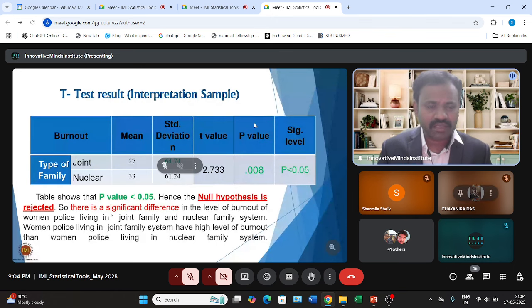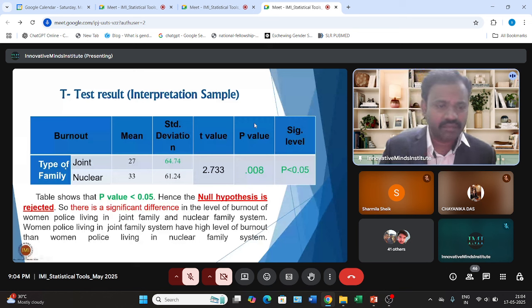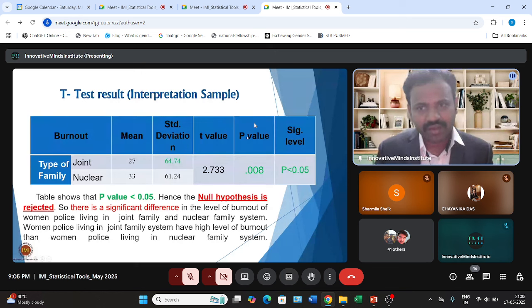In the hypothesis testing, I would like to end with this. For t-test results, you have to put a table like this, with the variable name, the attributes, mean. You should have the mean, standard deviation, t-value, p-value, and significance level, like a comparison or output. What are the things I need to observe?